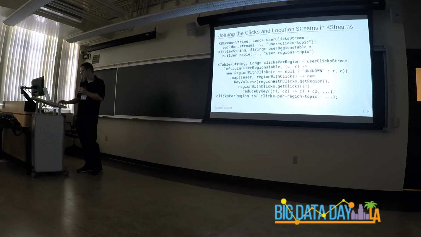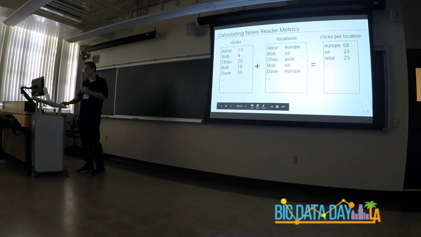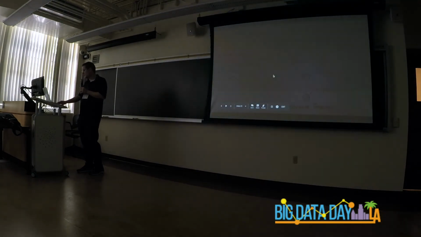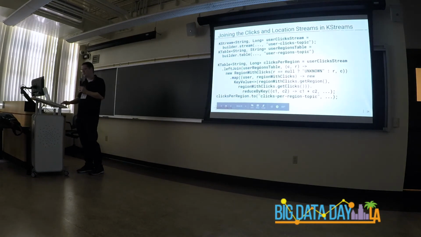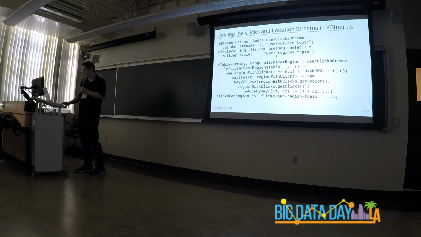And then we join it with the user regions table, which is a K table, again, the latest value of this stream. The user regions table basically maps users to regions of the world. Then we actually do a left join on these two, on the K stream and the K table. And finally we do a reduce, and now we have the output of this in our clicks per region topic.